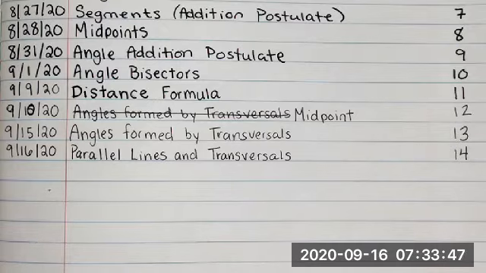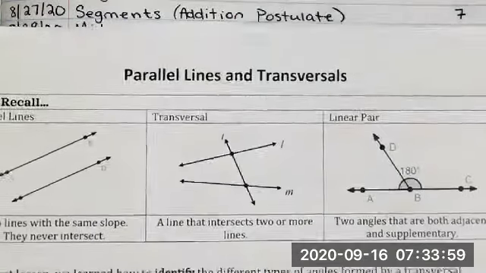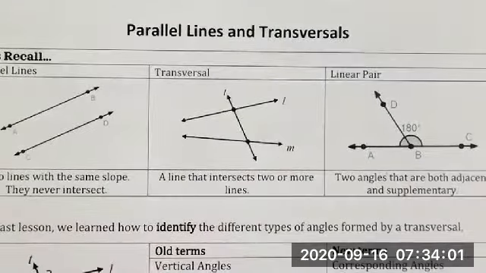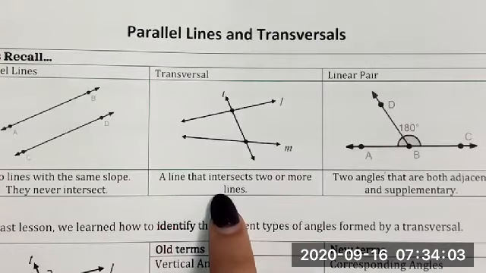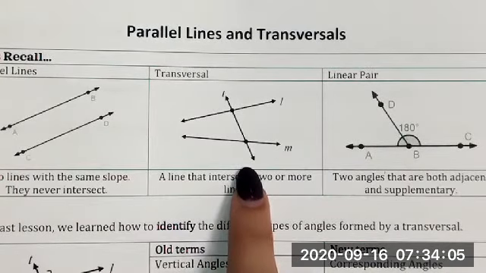You see, yesterday we learned all of those new terms and things, and today we're going to learn why we learned about them, and we're going to learn the special relationship about them. So let's just recall from yesterday what a transversal is. That was a line that intersected two or more lines.